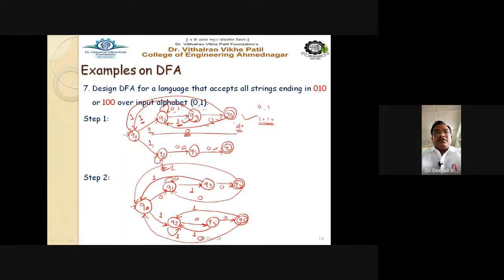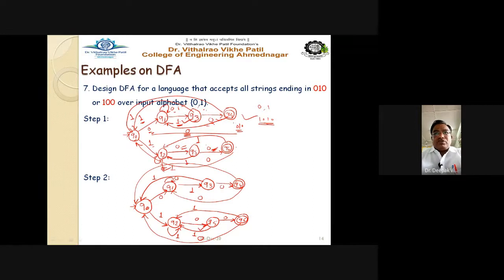Then go to the Q5 state. At Q5, the transition on 0 is okay. Now on 1, where to transfer? On 1, I can transfer it here. Now Q5 is completed for both inputs. Now Q6: on 1 I can go to Q2, and on 0 I can go to Q0. You have to think it logically, apply your mind, and draw the DFA accordingly.